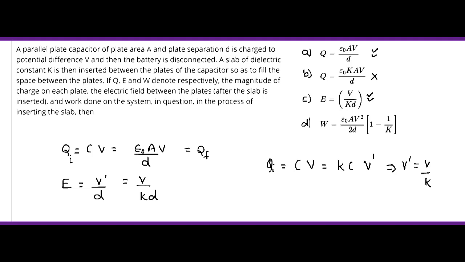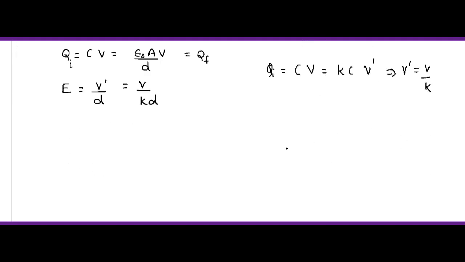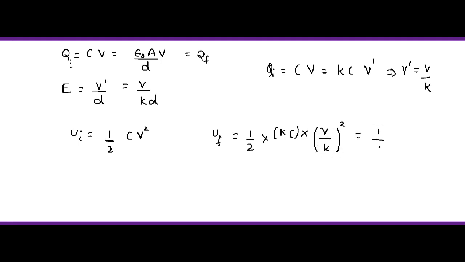Now what is the value of the work done? We can calculate this easily. How? Initially, what is the initial potential energy? We say that it is half into C into V square. And what is the value of the final potential energy? We say that it is equal to half into KC, because the capacitance in the final situation would be K times C, into the final potential difference. Final potential difference is V dash, and we have calculated V dash as V by K. So it would be V by K square simply. So it is equal to 1 divided by 2 C V square divided by K, because 1 power of K would get cancelled.